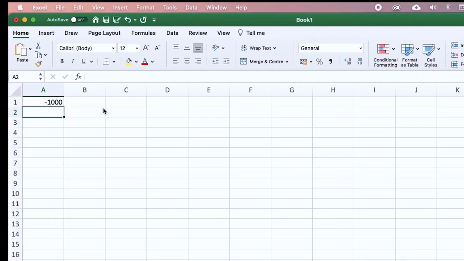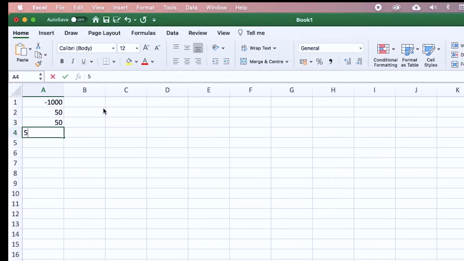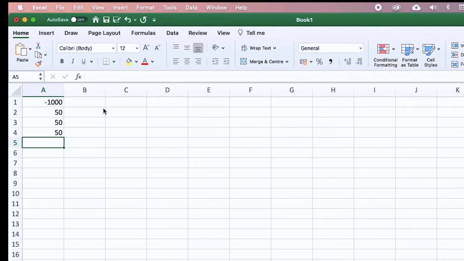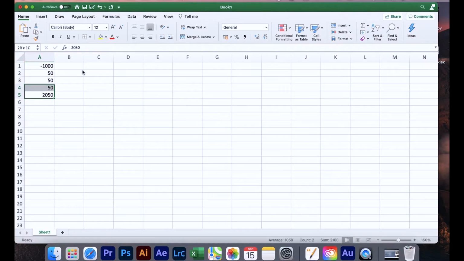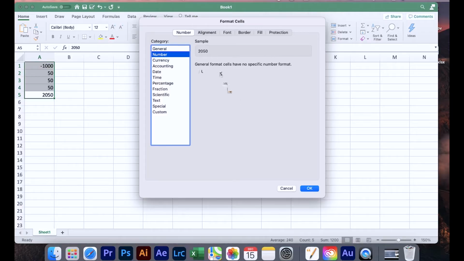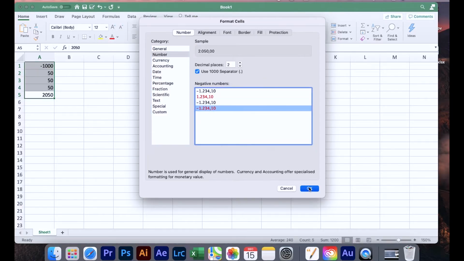The purchase price is 1,000 or 1 million, since we can use thousands as measuring unit at time 0. The receipts from this investment are 50,000 at the end of the 1st year, 50,000 at the end of the 2nd year, and so on until the end of the 4th year, when the property is eventually sold for 2 million euros. Let's change format for these cells so that they are easier to read.